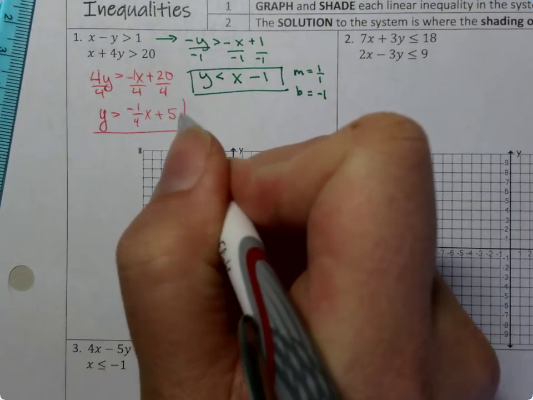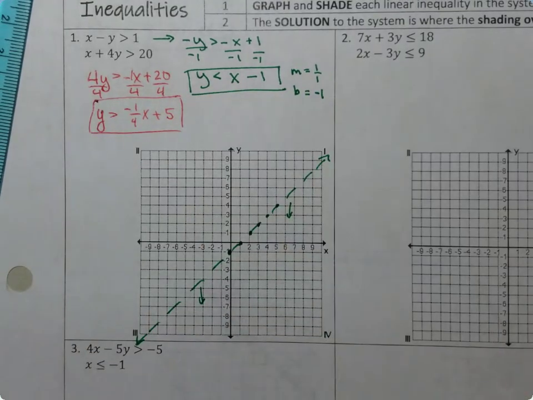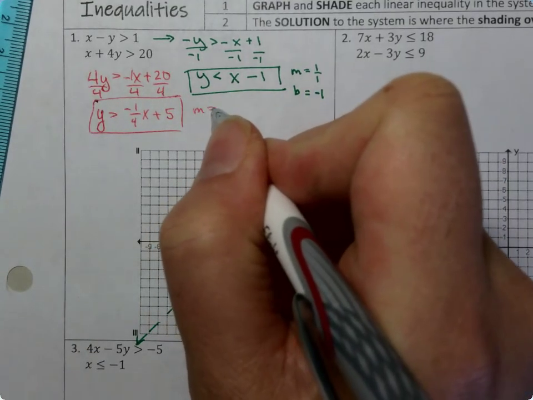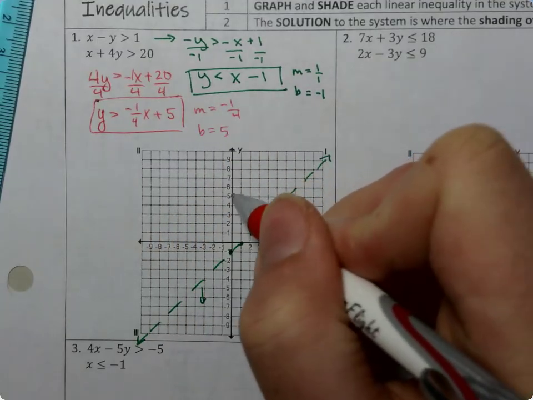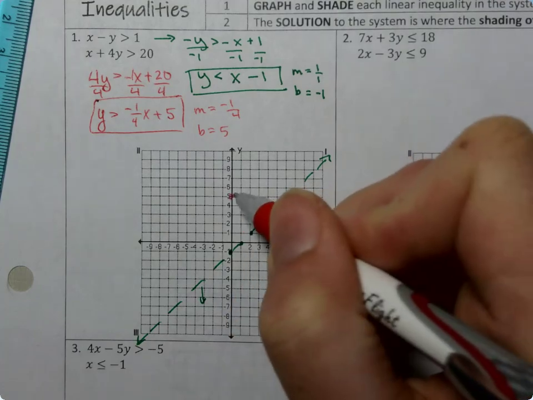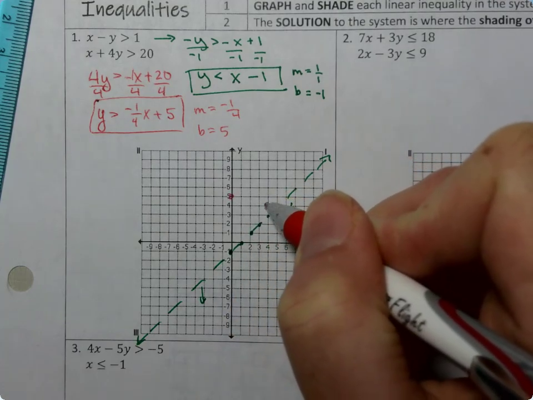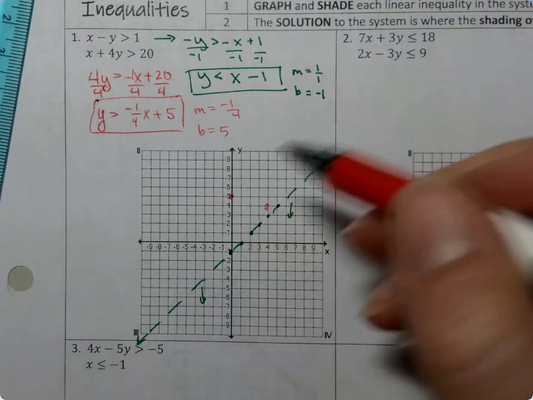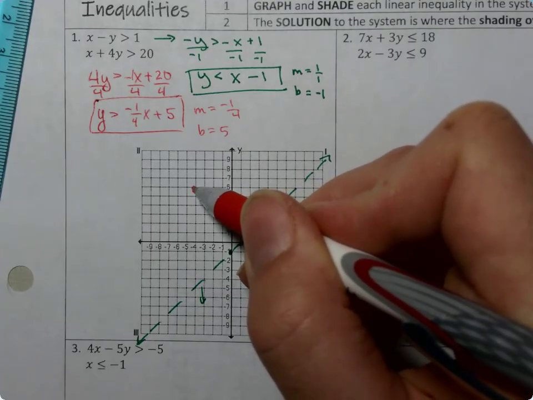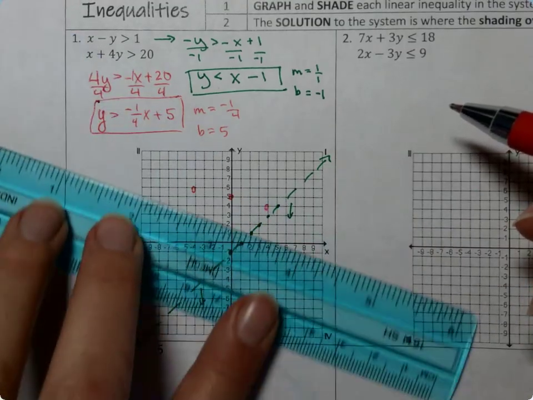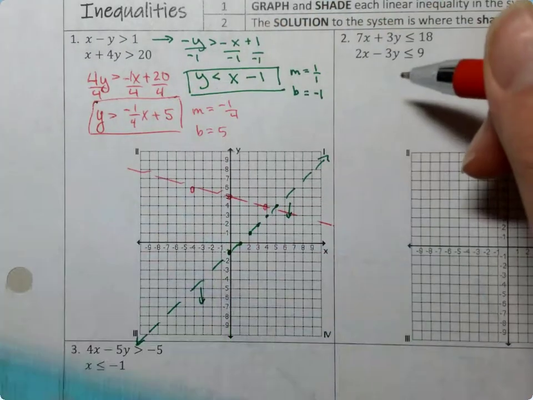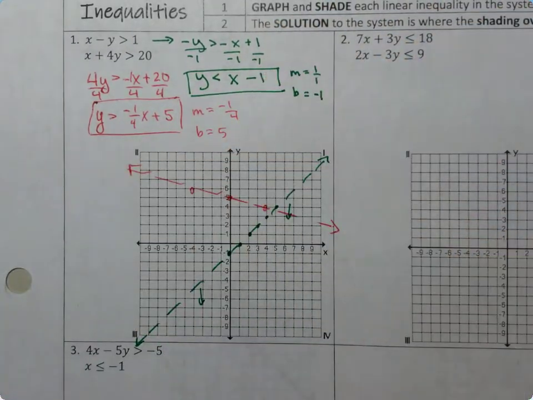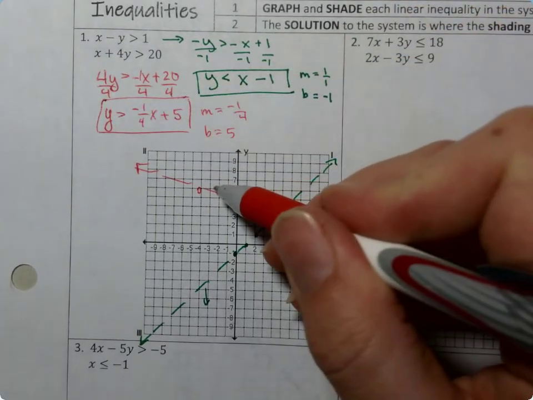I didn't multiply or divide by a negative, so I kept my inequality as is. The slope is -1/4 and the y-intercept is +5. So start on the y-axis at 5. I'm going to go down 1, but then I have to go right 4. You only get one negative. If you want to go up 1, then go left 4. This one is also a dashed line. And then we need to determine where to shade. And this one says that y is greater, so I'm going to shade going up.